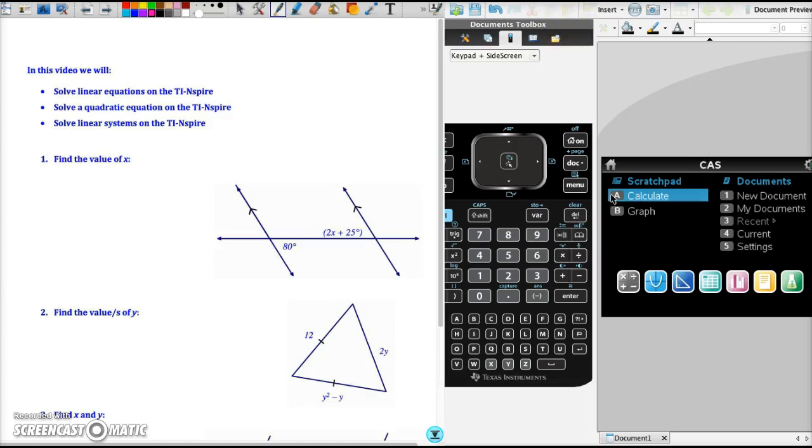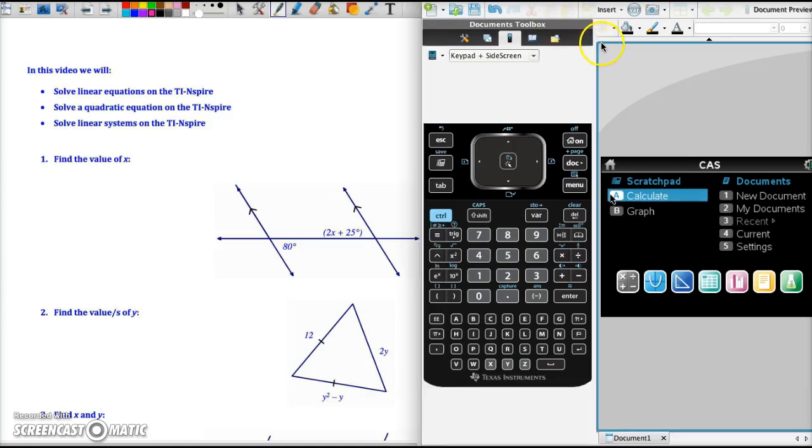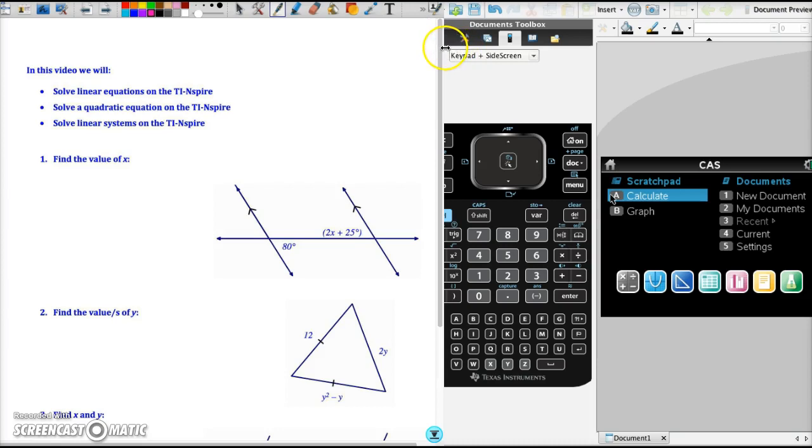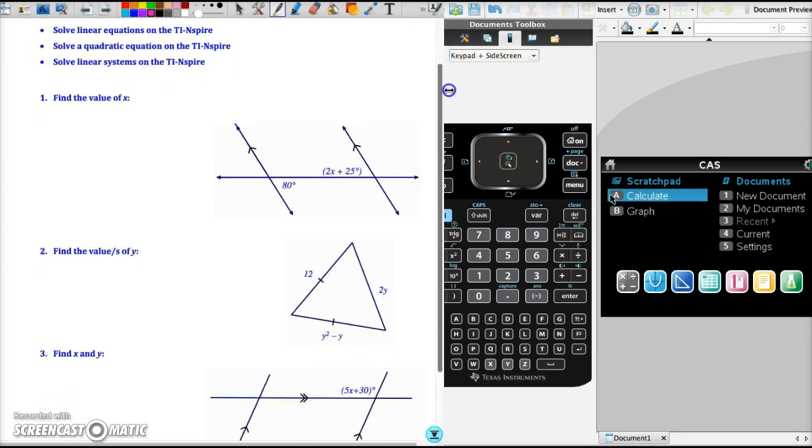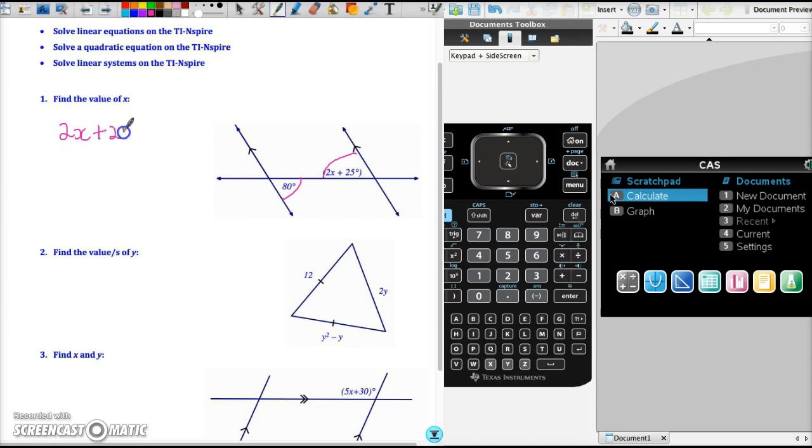Okay, so what we're going to do is just a quick video review on how to use the TI-Nspire to solve a linear equation, a system of equations, and a quadratic equation. So what we see on the left here is a pair of parallel lines. What we have here are alternate interior angles. Alternate interior angles are congruent, and so we can make our equation 2x plus 25 is equal to 80.